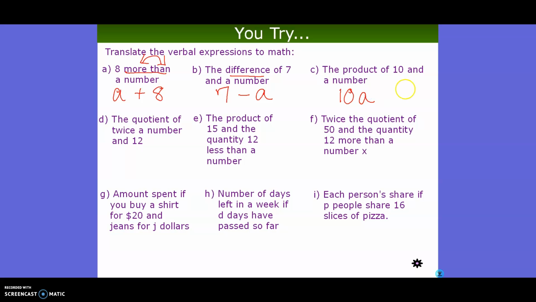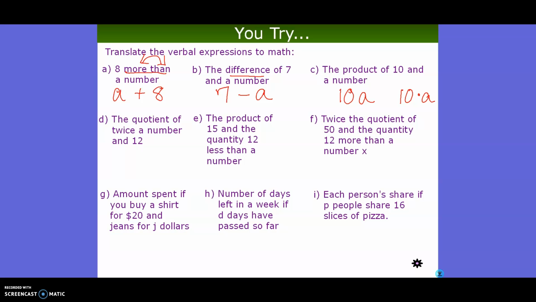And again, if you choose, you can use your multiplication dot. Please do not use the X as a multiplication symbol. It gets confusing when we think it might be a variable or it could be the operator.